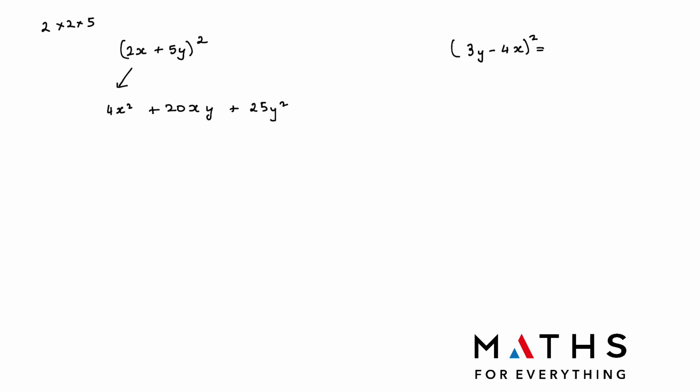And then I square the last term, which will give me 25y squared. Same way, the next equation, we square 3y, we get 9y squared, and then we multiply 2 multiplied by 3 multiplied by 4. You're going to get 24. Because there's a negative, you put negative 24xy. And then you square the last term without the negative. So 4 squared is 16x squared. So these are your final answers.